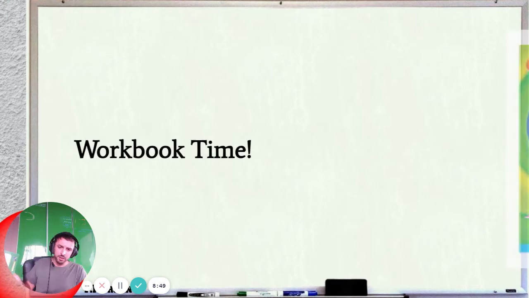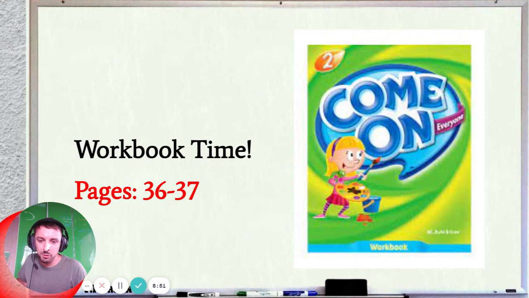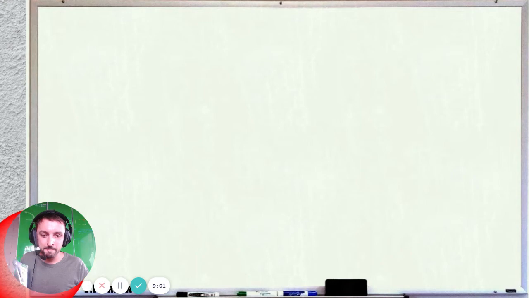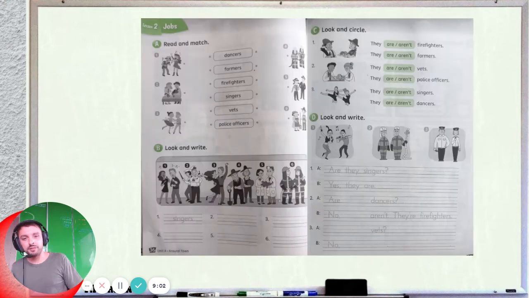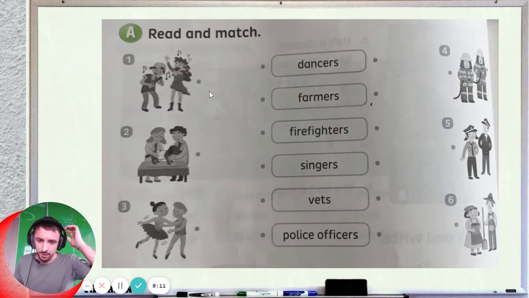It's time to look at the workbook. Today, we're looking at page 36 and 37. So let me check. Here it is. Can you not see? Okay, I'll show you on the screen. Here it is, page 36 and page 37. That's what we're going to look at today, and I want you to do this for homework. There are 4 activities, A, B, C, and D.